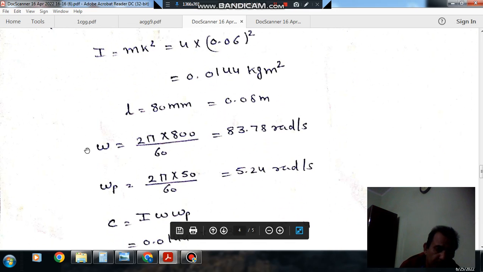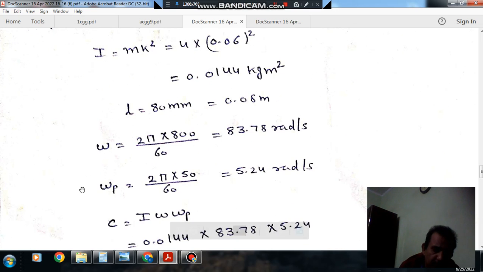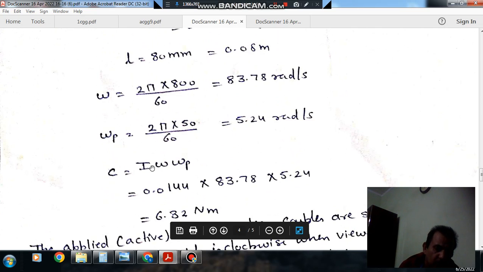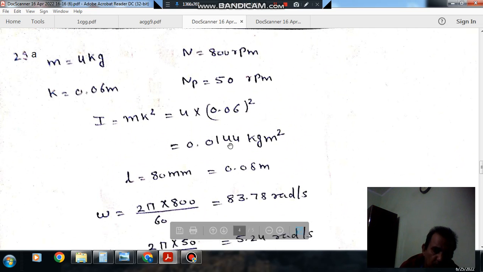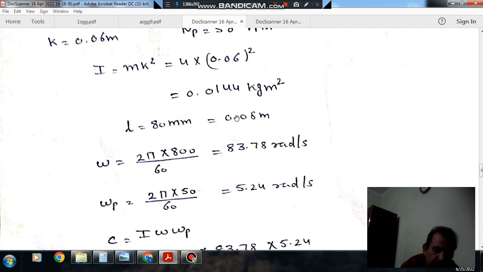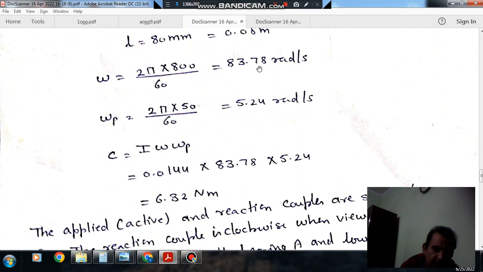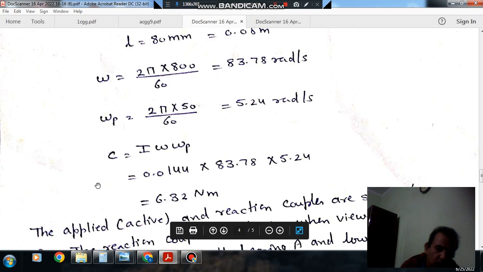as both velocity of spin and velocity of precession are involved, so there should be a gyroscopic couple which amounts to I omega omega p. So I is m k square, 0.0144, and omega is 83.78 and omega p is 5.24. So gyroscopic couple will be here 6.32 Newton meter. So now this is the amount of gyroscopic couple.